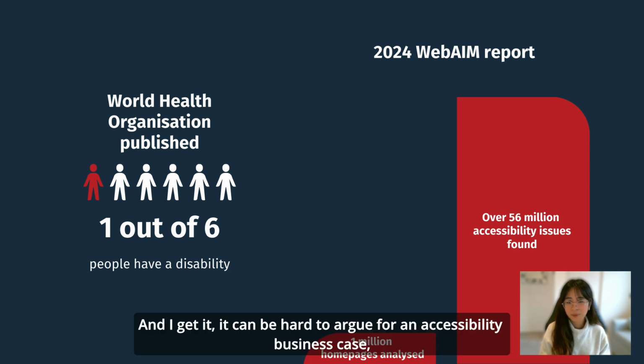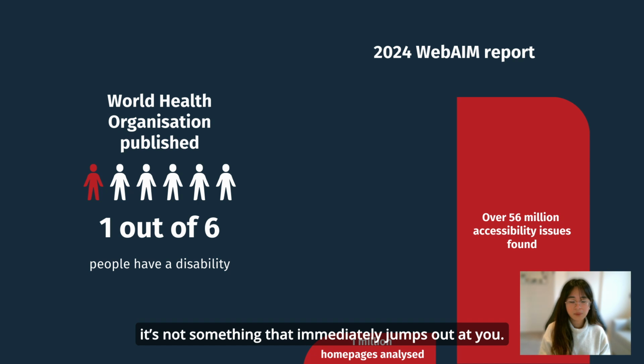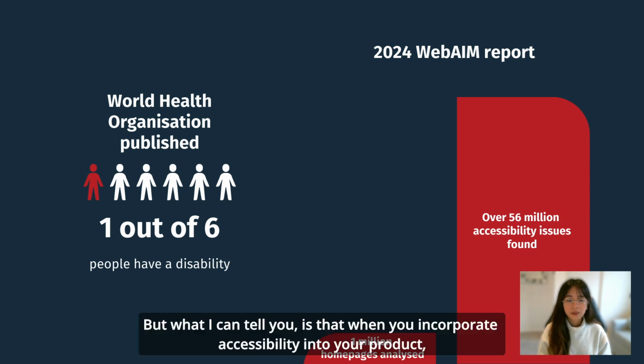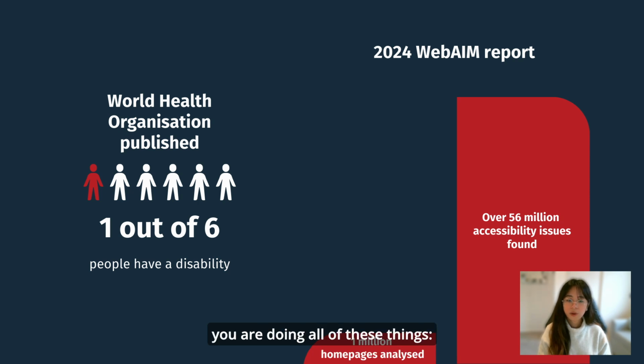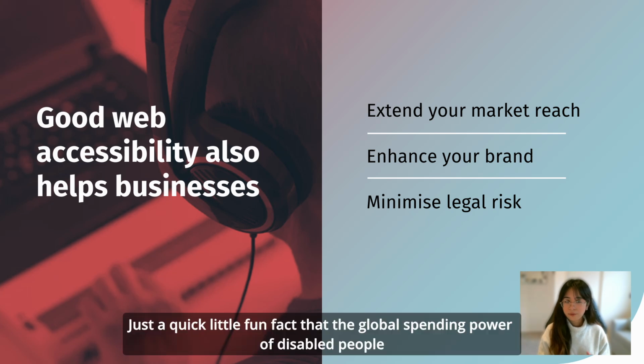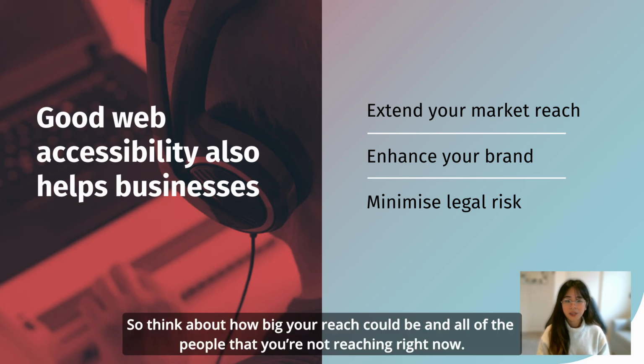And I get it. It can be hard to argue for an accessibility business case because, unfortunately, accessibility is one of those things where it's not something that immediately jumps out at you. It's not super obvious or something that most people can identify straight away. But what I can tell you is that when you incorporate accessibility into your product, you are doing all of these things. You are extending your market reach. Just a quick fun fact: the global spending power of disabled people is over $6 trillion. So think about how big your reach could be and all of the people that you're not reaching right now.